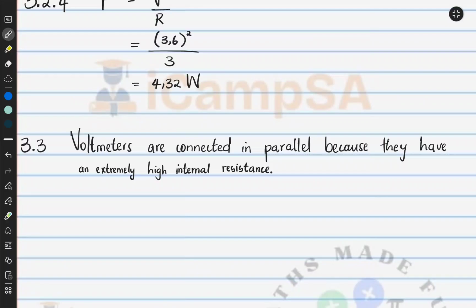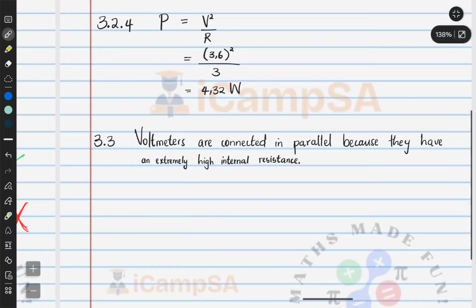So imagine if we connect a voltmeter in series. Already the voltmeter has an extremely high internal resistance, so it would affect the current in the circuit. So to avoid all of that, we usually connect these in parallel. Okay, so that's one reason.